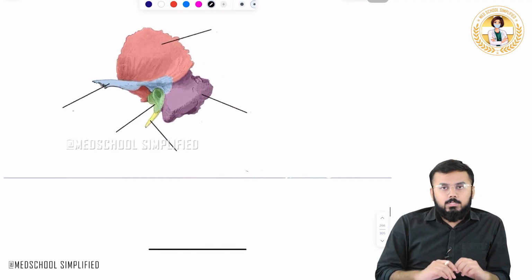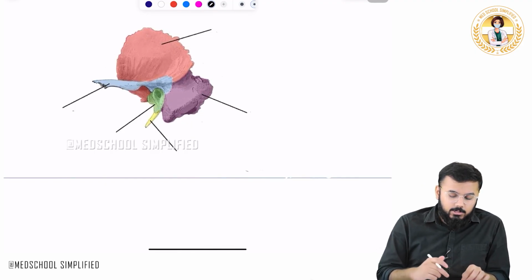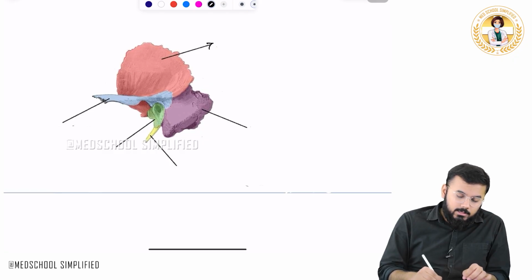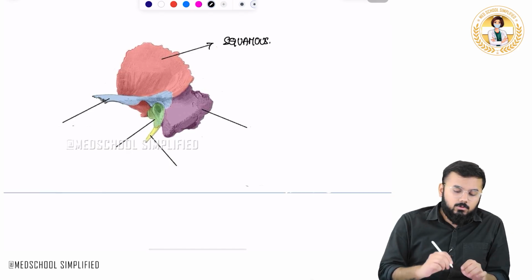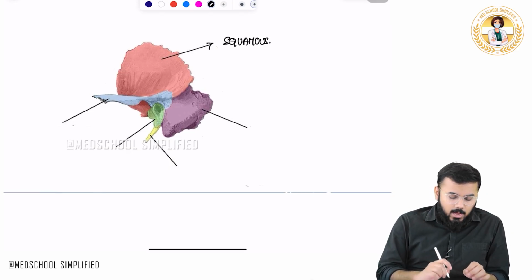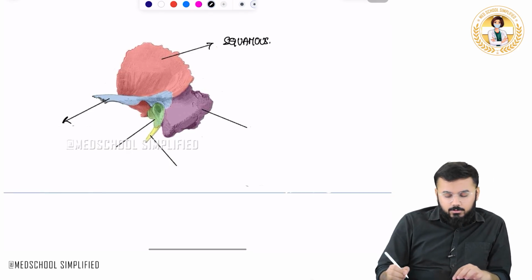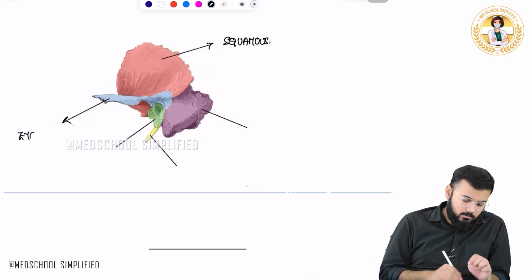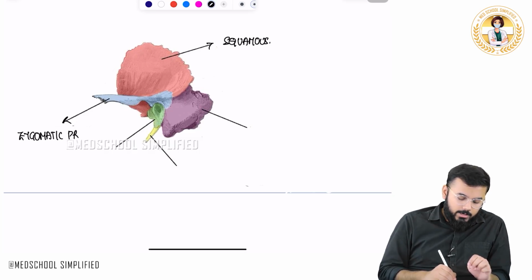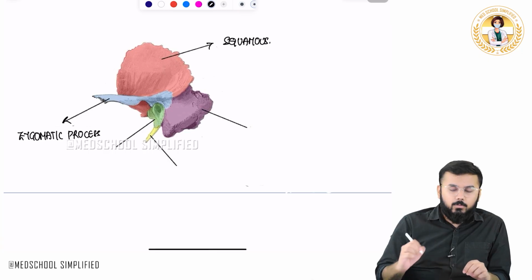Now after removing this temporal bone, it has itself got many parts. The largest part which you can see over here is called the squamous part of the temporal bone. After that, this part which you can see over here is called the zygomatic process of the temporal bone.